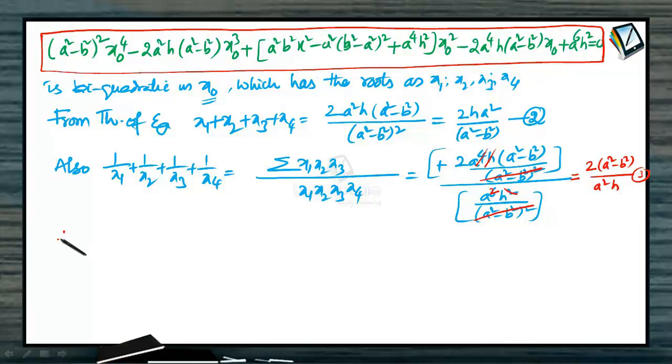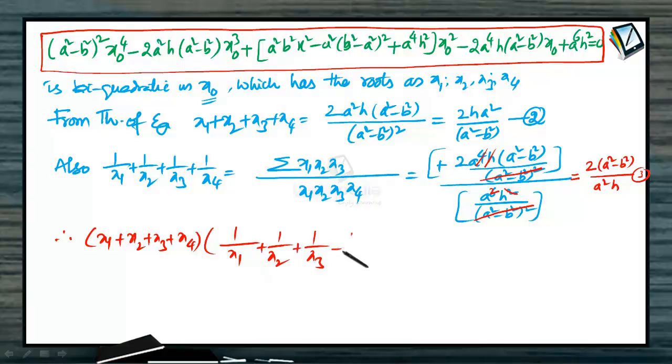So therefore x1 plus x2 plus x3 plus x4 times 1 by x1 plus 1 by x2 plus 1 by x3 plus 1 by x4 equals the product of these two, that is 2h a square by a square minus b square times 2 into a square minus b square by a square h. So a square minus b square cancels, a square cancels, h cancels, leaving 2 into 2, which is 4.